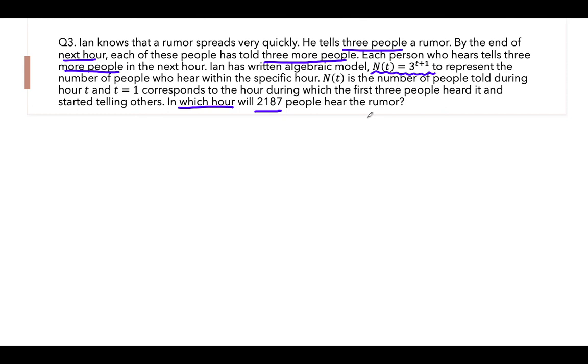So this is like our everyday situation, and we can model this using a logarithmic or exponential concept. So first, let's write down the formula equation. N of t is equal to 3 to the t plus 1. And we know that N of t is the number of people, and we want to figure out which hour, so we're looking for t. And we know that N of t is, we're given 2187. So let's plug it in. So 2187 is equal to 3 to the t plus 1.